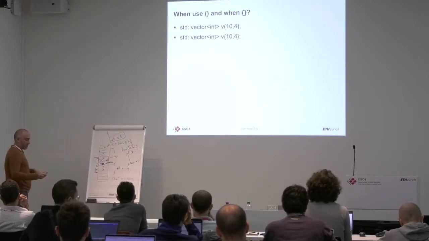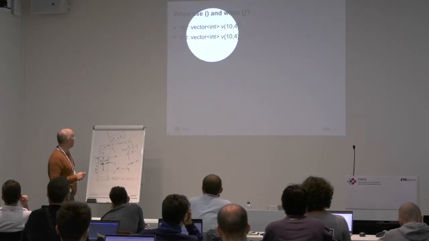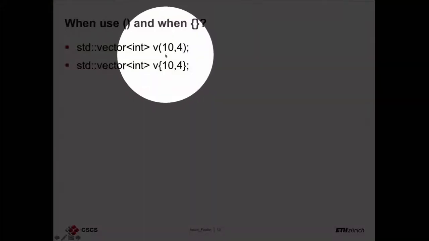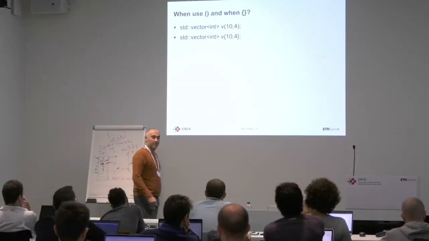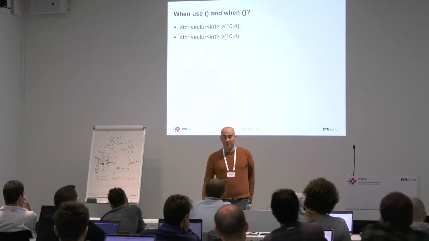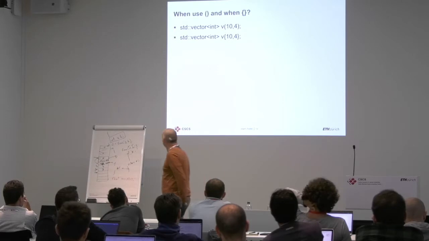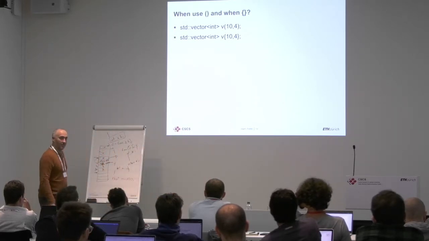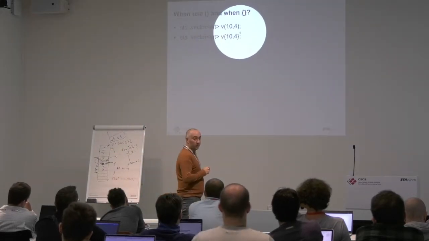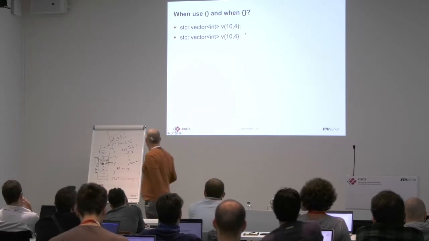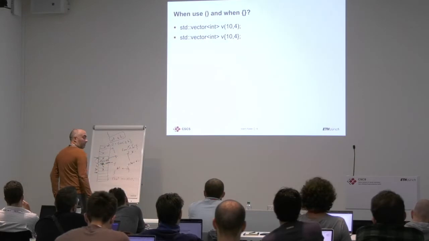So, for instance, now we have these two lines, std::vector of int 10, 4. One is with the parentheses, and the other one is with the curly braces. What is the difference between these two lines? The first one gets a vector of size 10 with all the members equal to 4, right? The second one is a vector of 2 elements, 10 and 4. So the first one is a vector of 10 elements equal to 4: 4, 4, 4, 4, 4, 4. And the other one is a vector of 2 elements. One is 10 and the other one is 4.